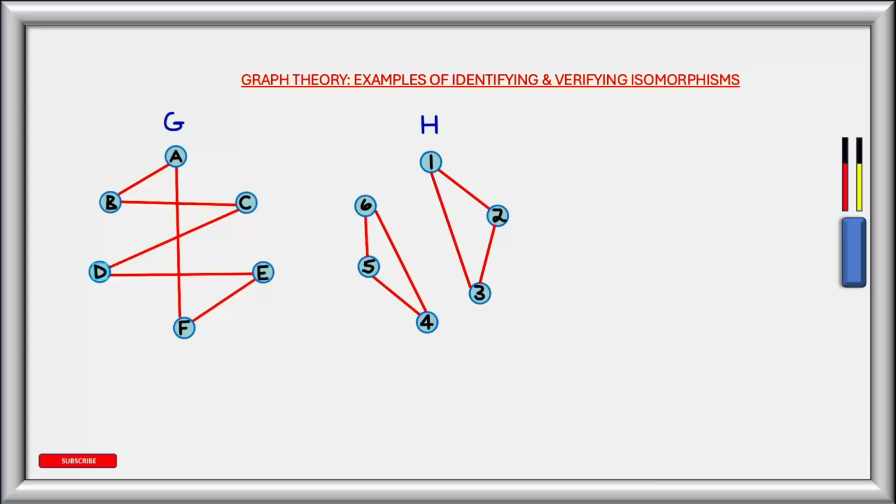We'll start by using our intuition to identify the potential relationship, and then we'll move into the formal step-by-step process to verify the isomorphism. We'll be looking at vertex mappings, degree sequences, and even some tricky cycle counts.